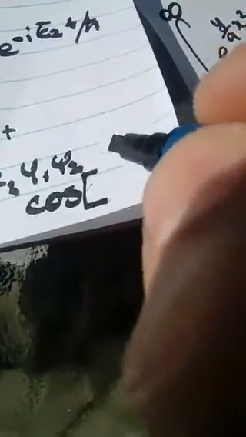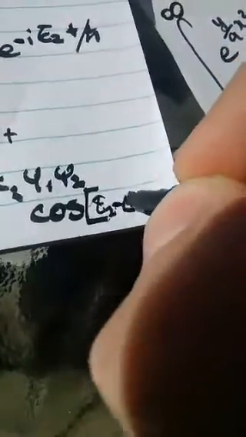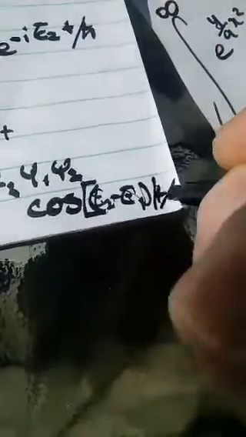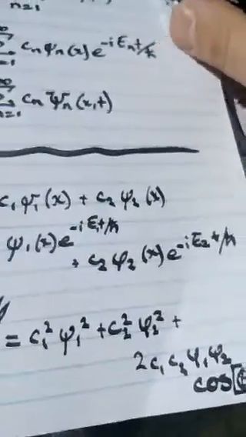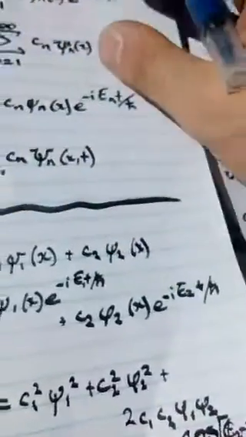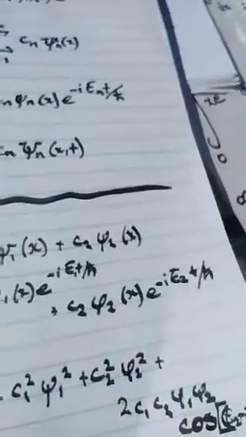And this was Euler who came up with this, that freaking genius. Of (E2 minus E1) t over h bar. So basically we now know that this equals this, and that's from Euler's formula. Okay, that's it.